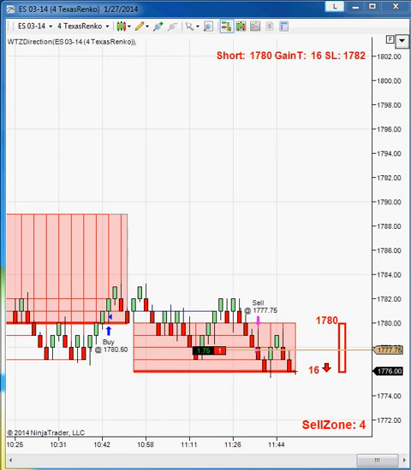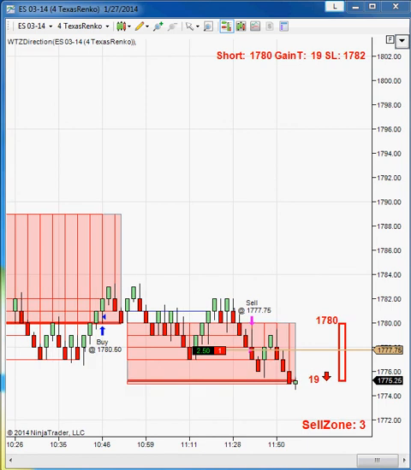Okay, now we're out of the fear, there's no more fear, and because it is a downside trend, that's confirming for us. We should have a couple more points. When the sell zone hits 3, that means the next one is sell zone 2, and that means we should have a couple of points more.